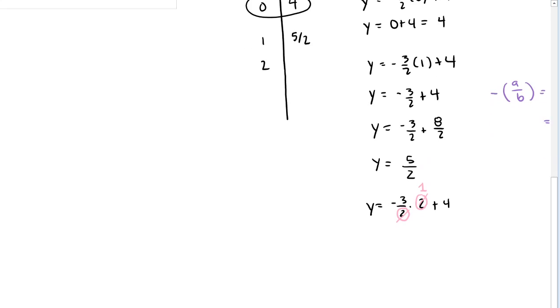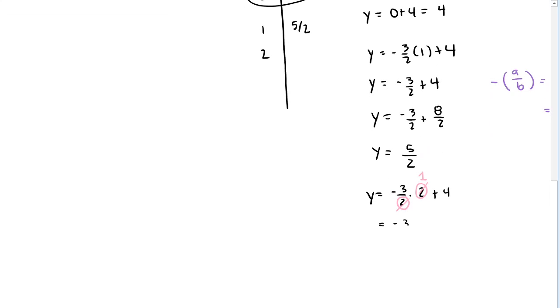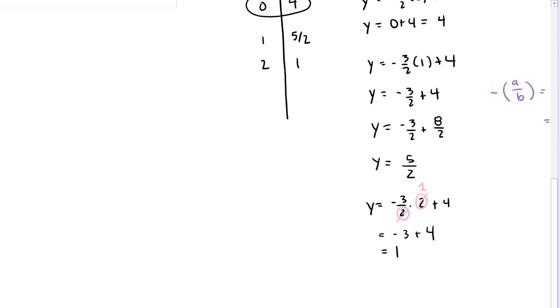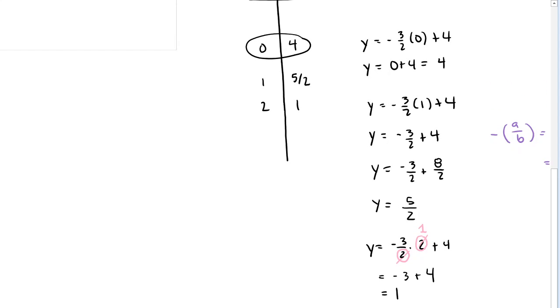So we end up with negative 3 times 1 plus 4. Well, this is equal to positive 1. So y is equal to 1 when x is equal to 2. Or here, let's do one more example.